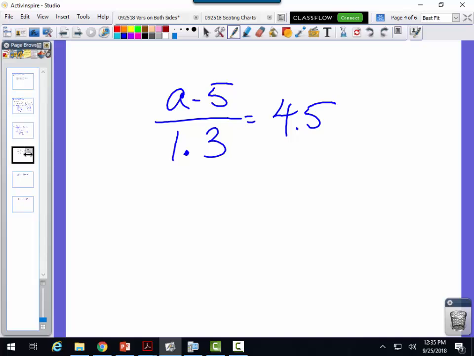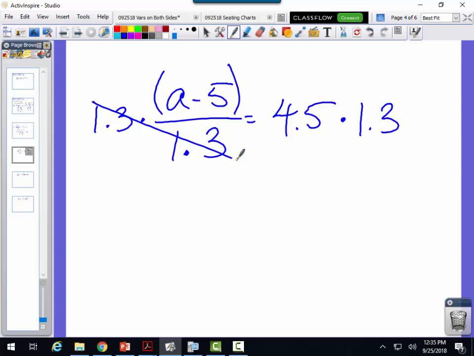Now this one I added a little bit of difficulty to it because I added some decimals. But if you use your calculator, it becomes very simple. So again, we do have some parentheses that are implied right here. So that means we have no add subtract, so we need to get rid of the multiply divide. So we have a divide by 1.3, so that means we're going to do a multiply by 1.3. And if I do that to one side, I do that to the other side as well.